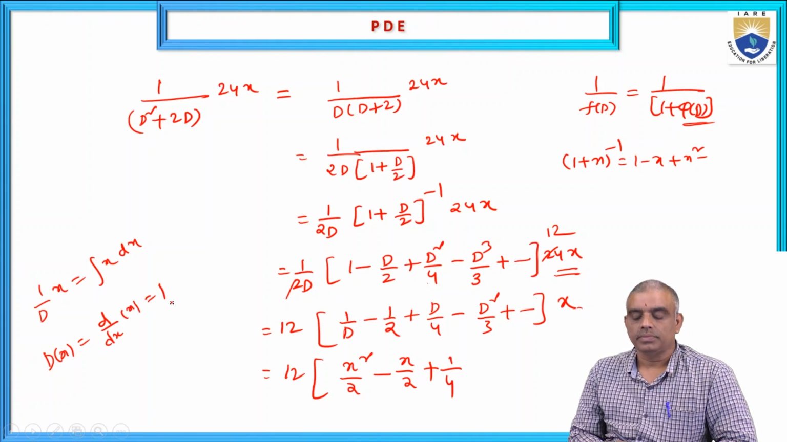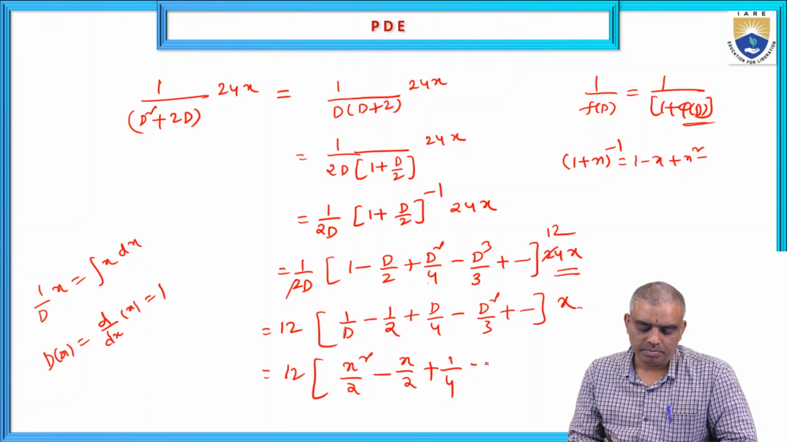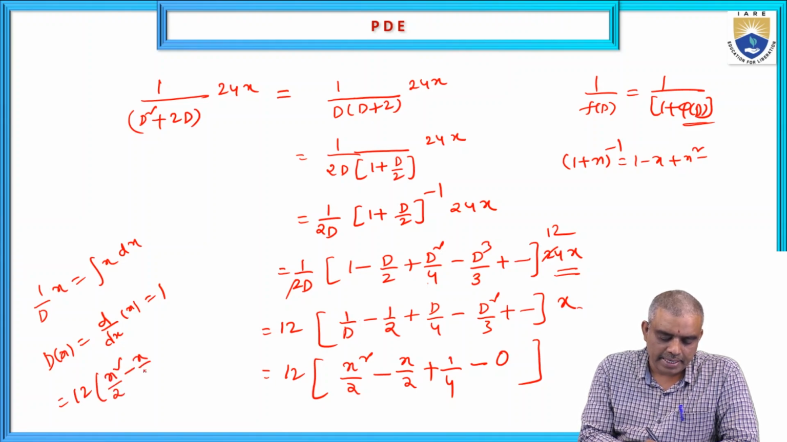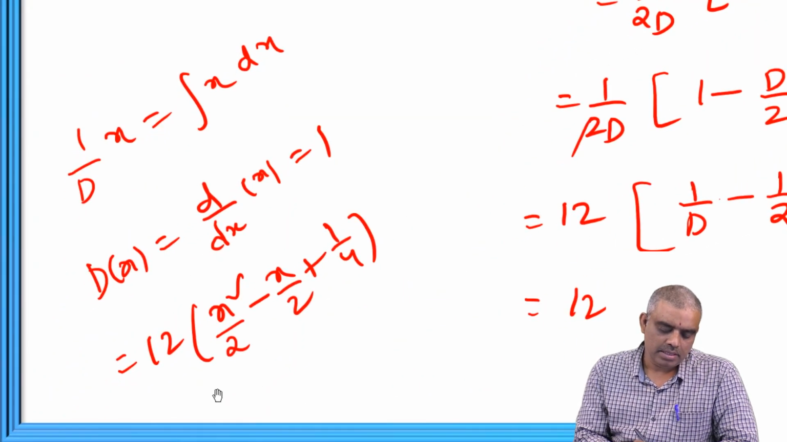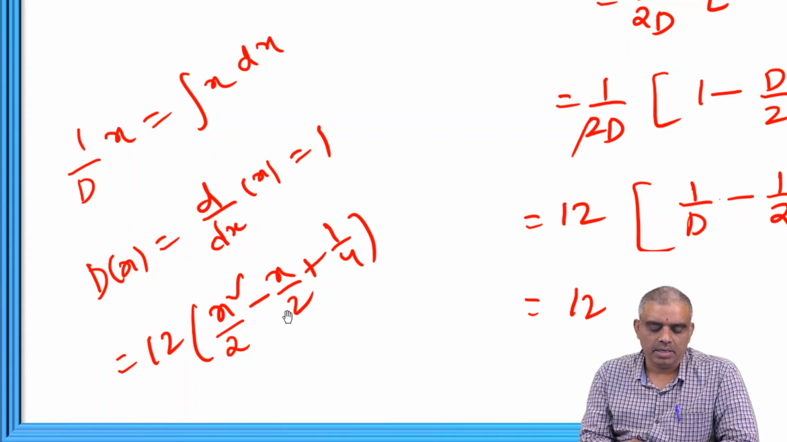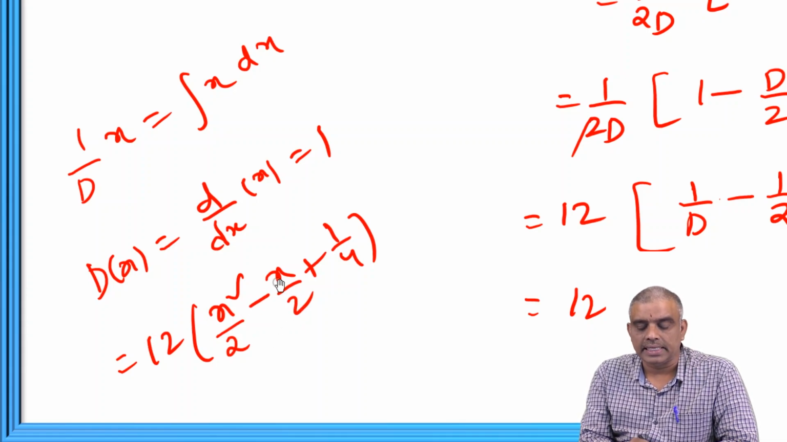So 1 by 4 minus D square, higher degree terms all are 0. That is 12 into x square by 2 minus x by 2 plus 1 by 4. What can I write? 2 6s are 12, 6x square. 2 6s are 12, 6x. 4 3s are 12, plus 3.